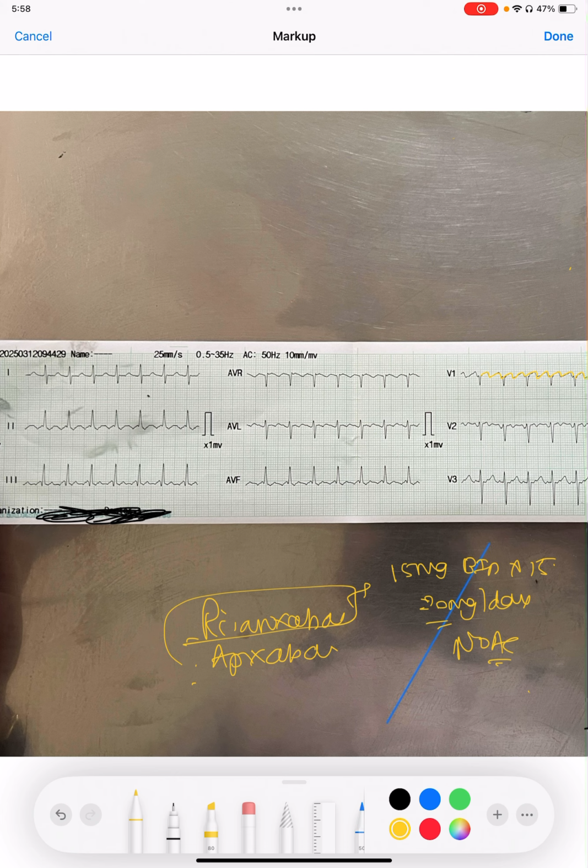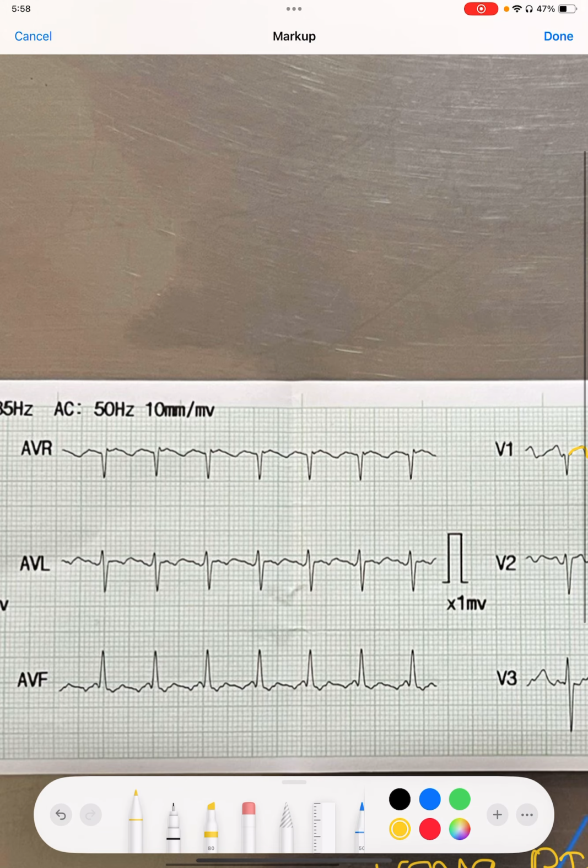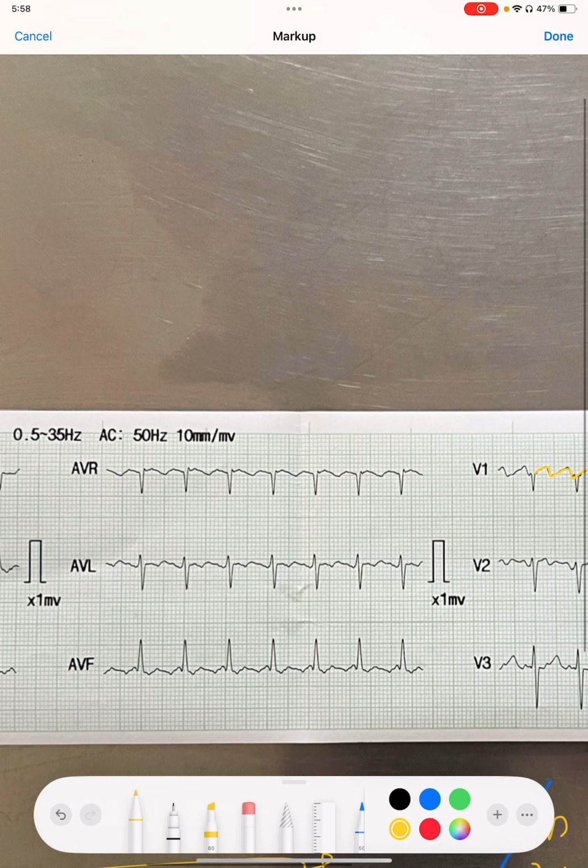So this is a very typical and very nice ECG of atrial flutter with 2:1 block, and with a very typical sawtooth appearance.